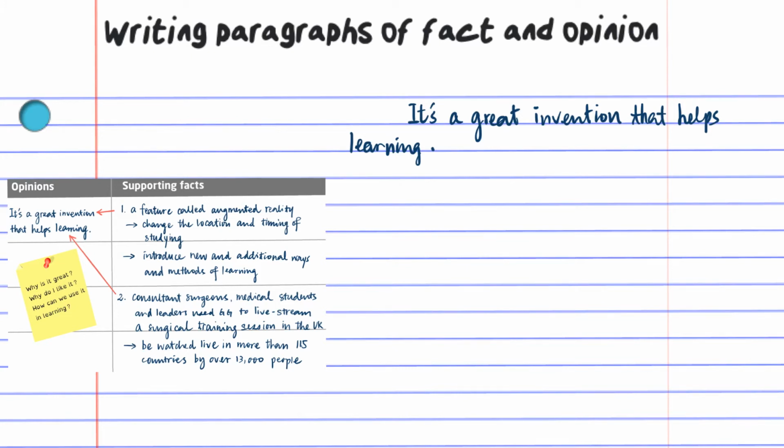I shouldn't use "it" at the beginning of the sentence because nobody knows what it refers to, so I need to change it. Since I'm talking about the invention Google Glass, I'm going to correct it. In order to emphasize Google Glass is very helpful and beneficial, I would like to use another adjective. I'm going to change "great" to "valuable". Google Glass is a valuable invention that helps learning. It seems better now. Then I can write the supporting facts.